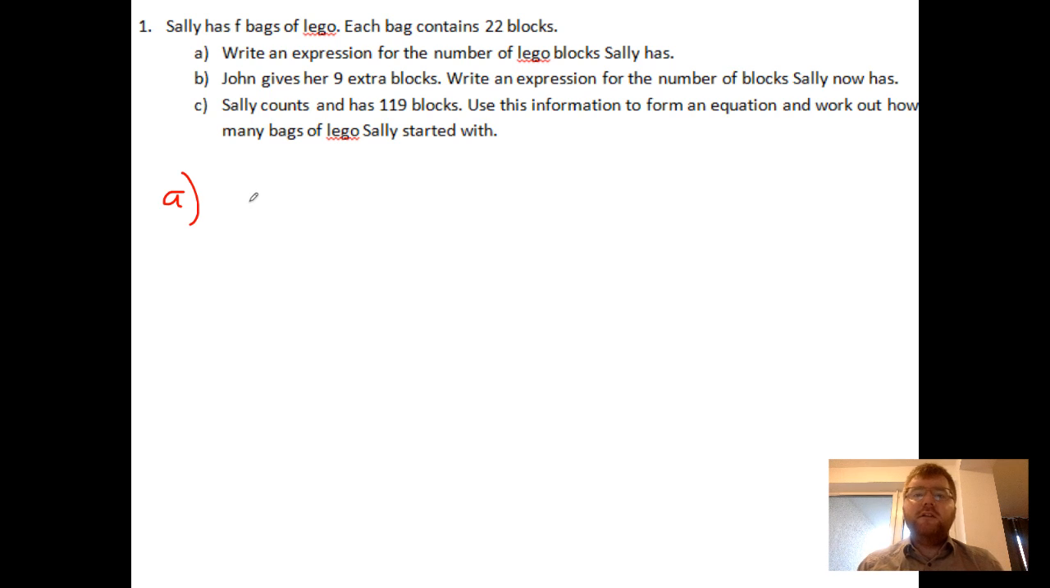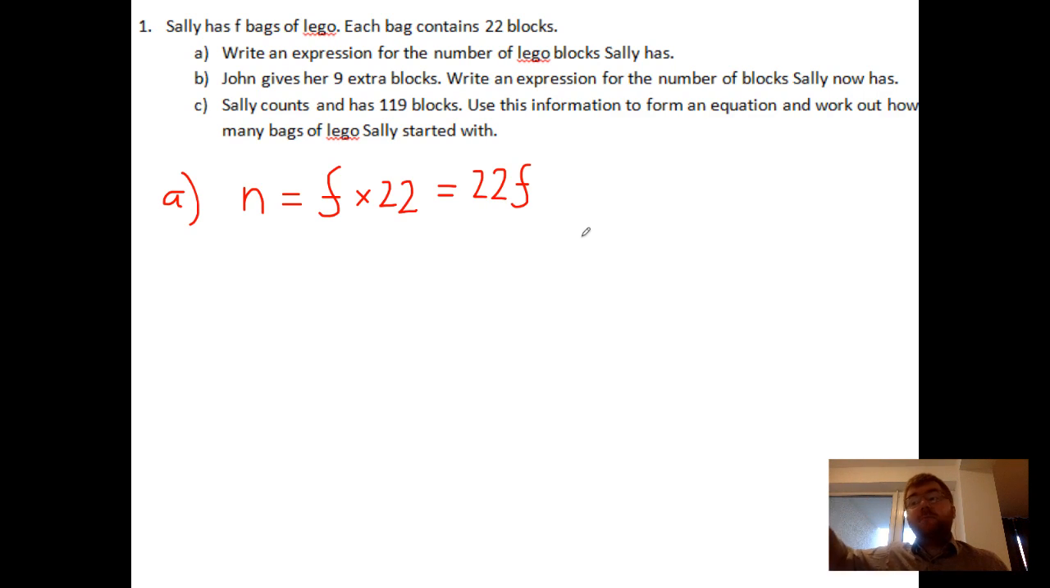for the number of Lego blocks, let's call that n for number, well, that's equal to F, so how many bags I have, times the number of blocks in each bag, which is 22. Of course, this is kind of ugly algebra, so we want to make it look pretty. So instead of F times 22, again, good algebra, we write it as 22F, like so. Okay, so this time we're timesing because we've got F bags of Lego. Each bag has 22 blocks, so we're always multiplying up depending on how many bags we have.